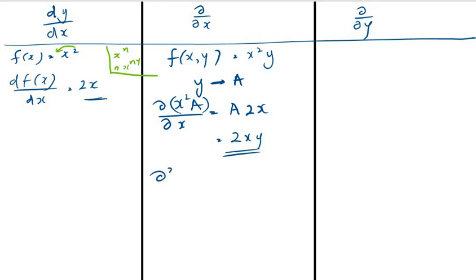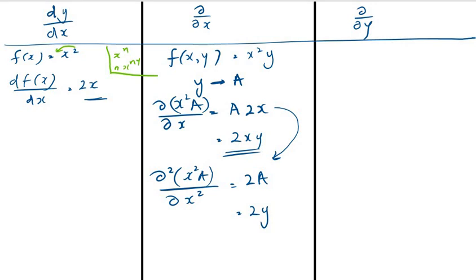Now, if we were to take this and do the second derivative, so we say it's the second partial derivative of x squared a, we take this value and we differentiate it again with respect to x. When you take this value and differentiate it with respect to x, you get 2a. And we know a is y, that would be 2y.